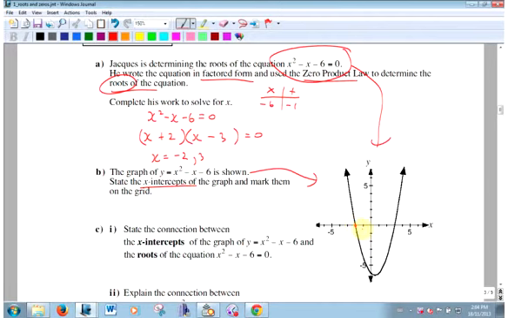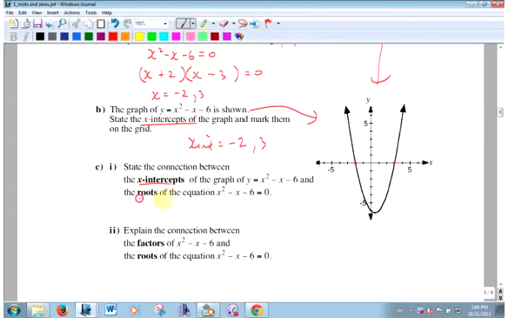What does that point look like? It looks like about minus 2. What does this one look like? Kind of looks like 3. Have we seen this before? Hey, look at that. The roots, the x-intercepts, they're kind of similar. State the connection, Reese, between the x-intercepts and the roots.